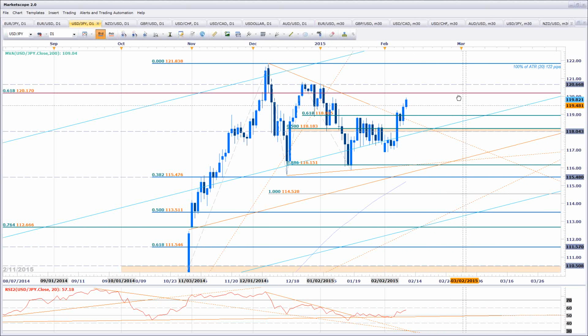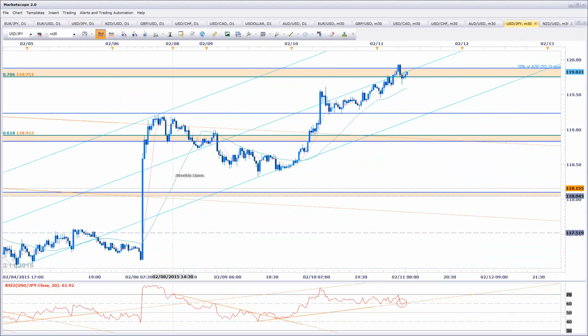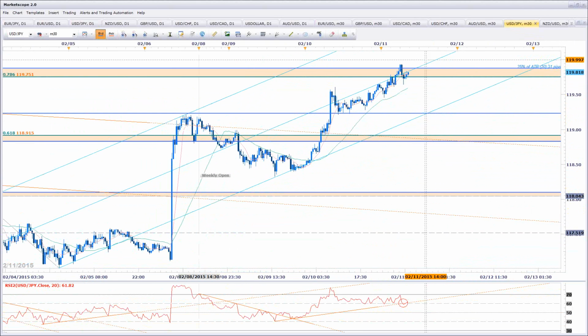So we'll look to see how the U.S. open pans out. At this point, swing trades are already out at 118.90. And again, I'll be looking to see if we can find some near-term short triggers here on the turnaround. All right. Any questions on dollar yen before we move off?